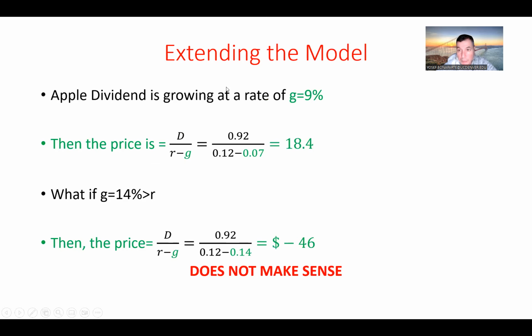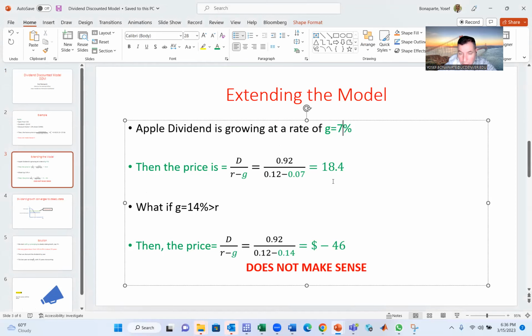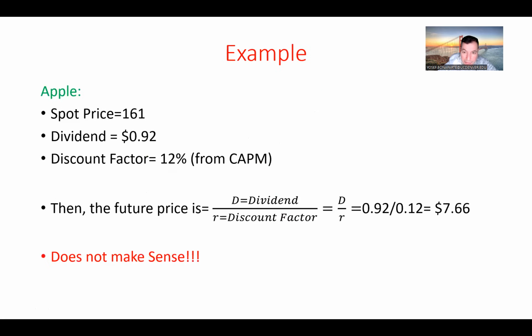But the dividend for Apple is growing. So if the growth for Apple is 9%, then the price of Apple is D divided by R minus G. If G was 0, then we go back to the original model, where there is no growth for the dividend. Suppose the growth is 9%, then 0.92 divided by 12% minus 9%, and the price of Apple would be about 30. It still doesn't make sense because the price of Apple is 160. What if G, the growth of dividend, is 14%? Well, in that case D divided by R minus G, 0.92 divided by 0.12 minus 0.14, would be negative 46 dollars. Also doesn't make sense. So the numbers in this model don't make sense.